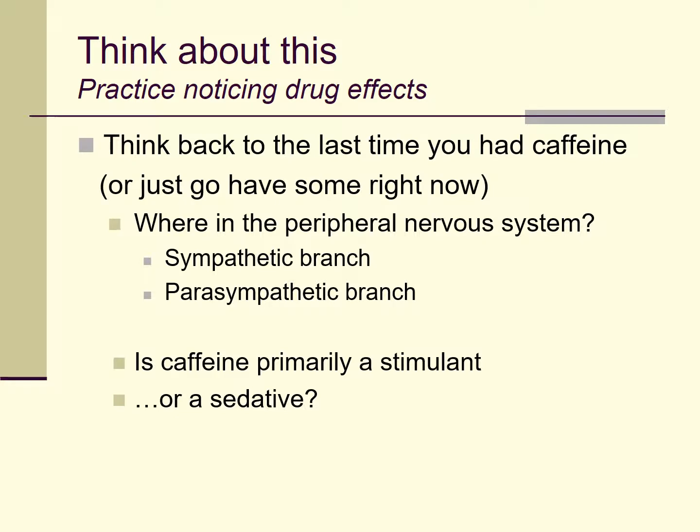What was going on in the peripheral nervous system, in the sympathetic branch and the parasympathetic branch? Did you have any sense of your heart rate increasing? Did you have any sense of your stomach feeling more kind of acidic or irritated? For instance, if you drink a lot of coffee, at least if I drink a lot of coffee, it tends to make my stomach feel kind of irritated and acidy, like I've got a bit of acid reflux or indigestion.